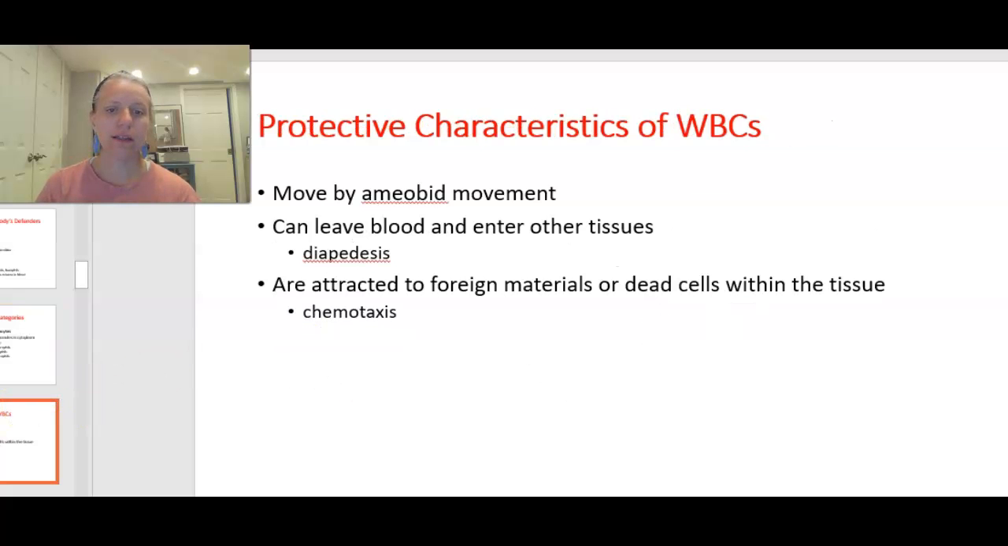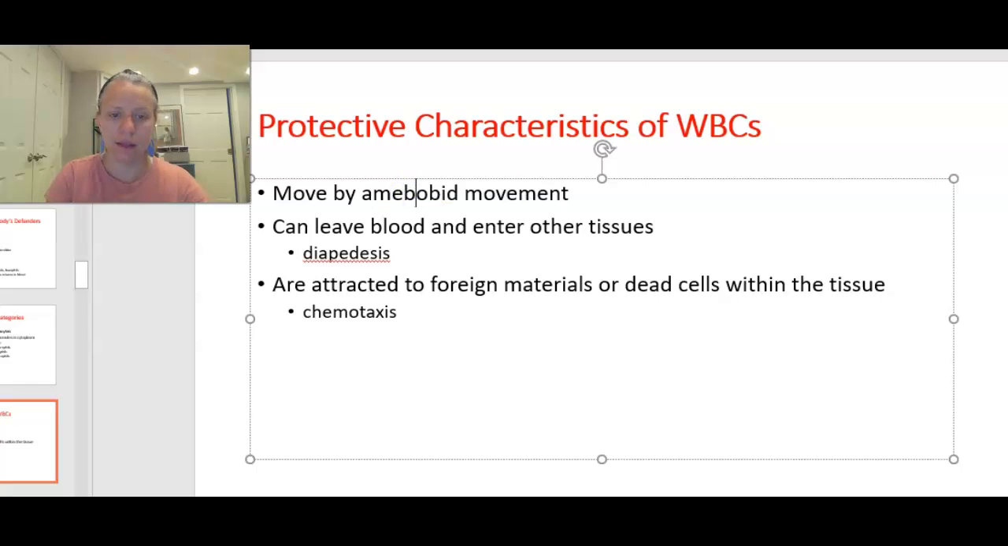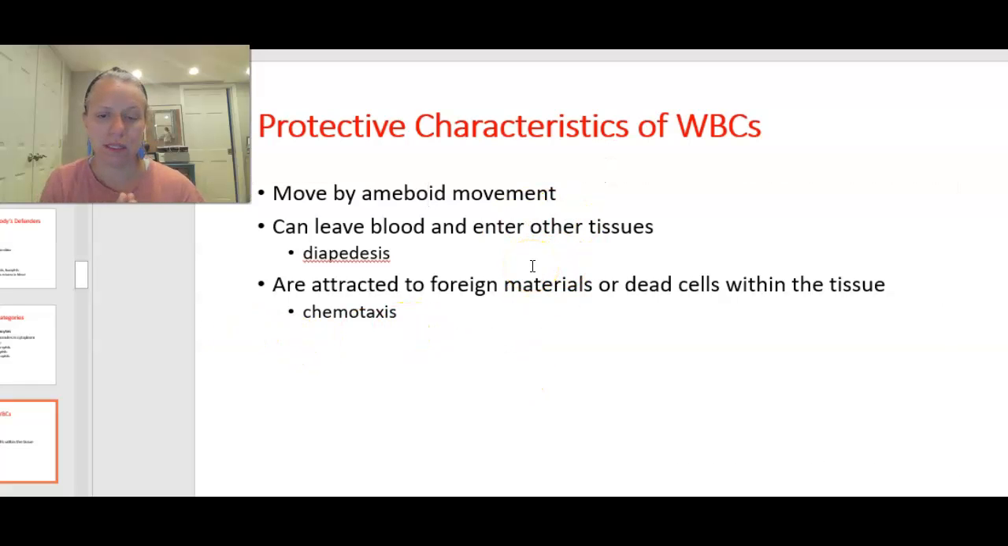Okay, so let's talk a little bit about white blood cells in general, and then we'll get into greater detail about each type, right? White blood cells are able to move. They move by amoeboid movement, okay? So what that means is they can kind of stick out parts of their cytoplasm and inch themselves forward. So they move. They don't just float in the bloodstream.